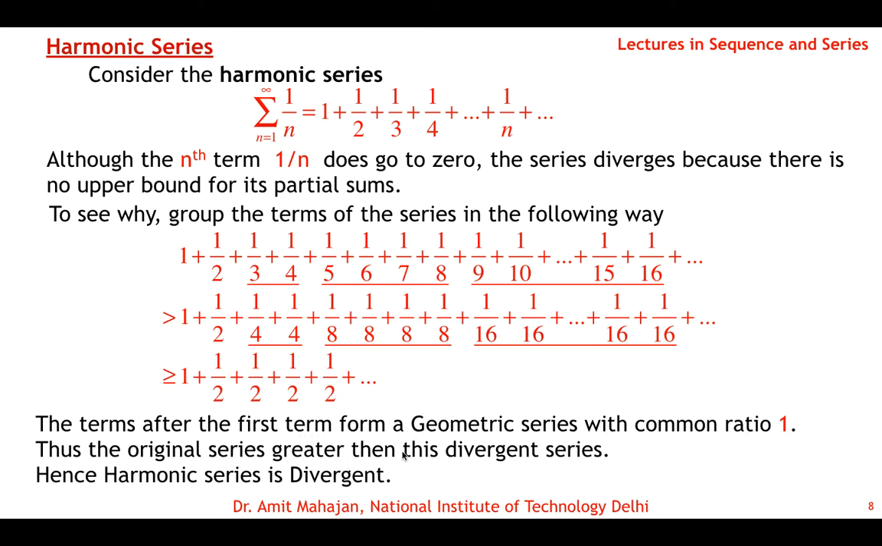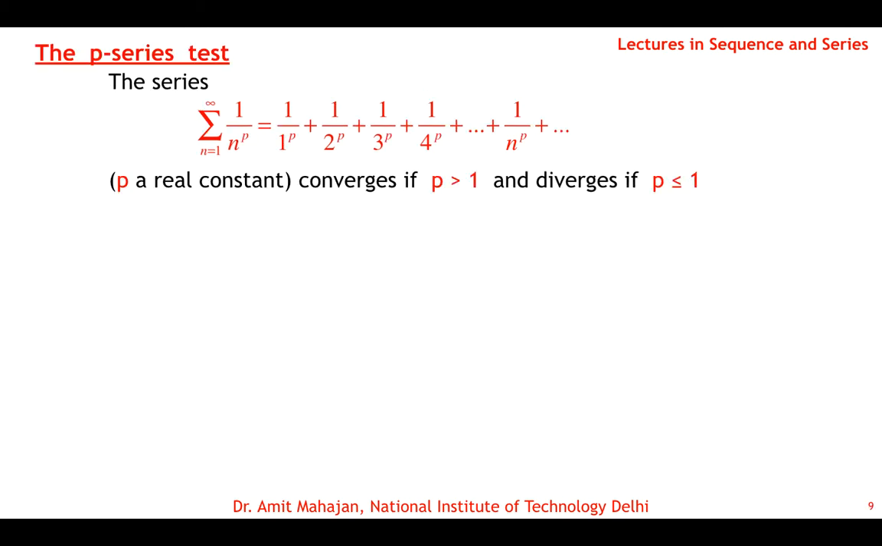Okay, and the original series is greater than this divergent series, and so the harmonic series is divergent. Okay, so you can remember this result. The series 1 by n is a divergent harmonic series. Now the p series test is for the series 1 by n power p, and for p equal to 1 it is the harmonic series, which we already proved divergent.